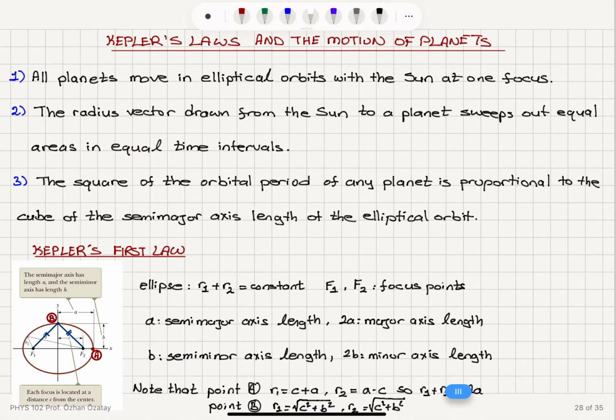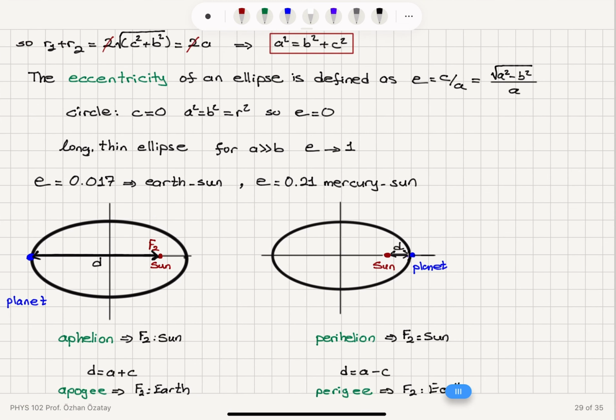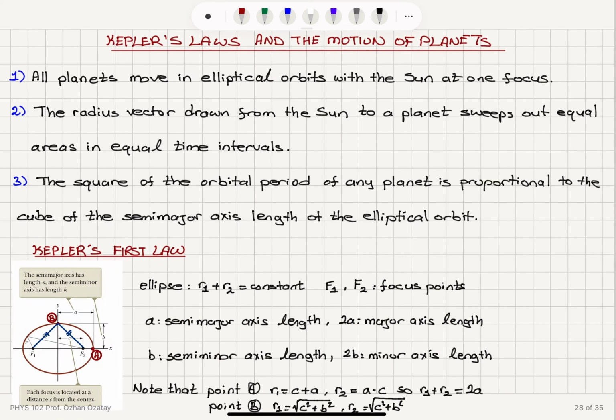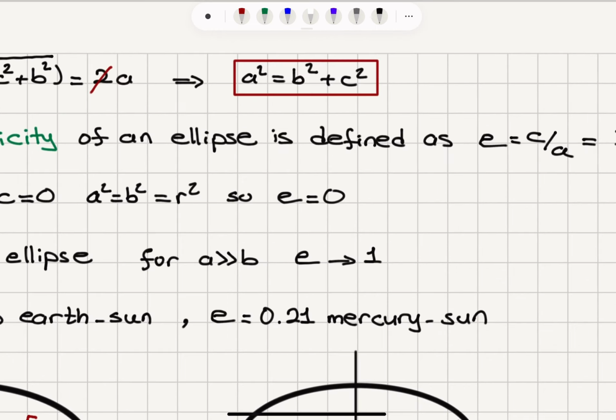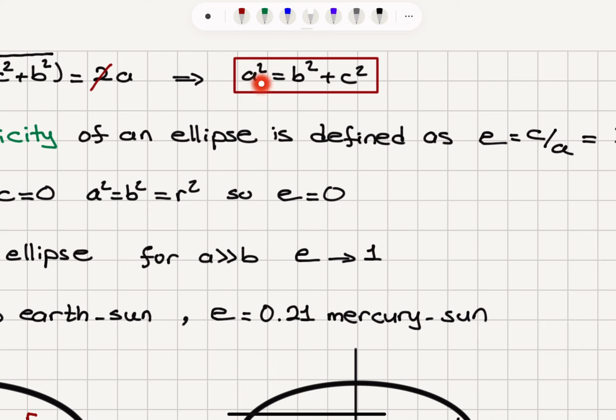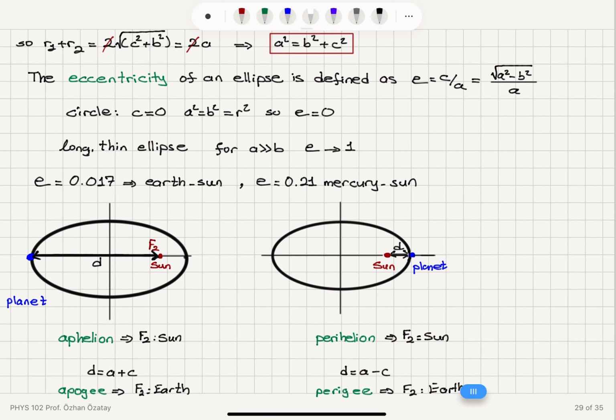All right. So from these observations, now you can see that since r1 plus r2 is equal to 2a, r1 plus r2 is also equal to twice square root of c square plus b square. So a square is equal to b square plus c square. That's basically what defines the ellipse. Semi-major axis length square is semi-minor axis length square plus the distance from the origin to the focus point, the distance c, squared. Okay.